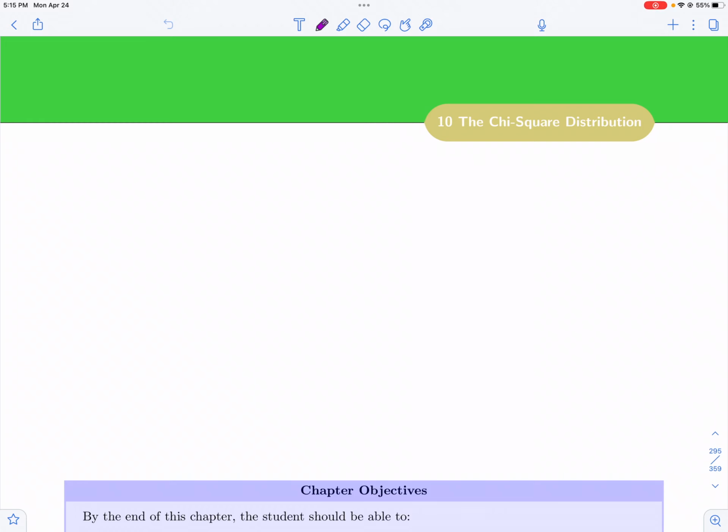Well, for chapter 10, we're going to get a brand new distribution. So we've had our normal distribution, which had z-scores. We had our t-distribution, which gave us t-scores. And today we want to talk about chi-squared distributions, which are going to give us chi-squared scores.